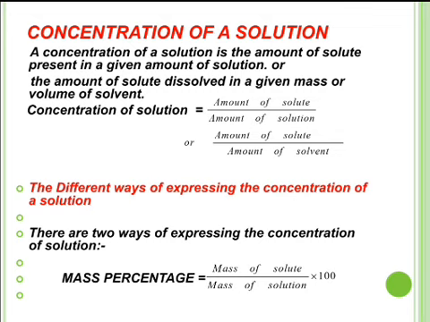What are the different ways of expressing the concentration of a solution? Means how will you find out the concentration of solution? What are the formulae by applying which you can find out the concentration of a solution? There are two ways of expressing the concentration of solution. One on the basis of mass percentage. If the mass of the solute and mass of the solution is given, then how can you calculate the mass percentage of concentration of solution? That is mass of solute upon mass of solution into 100.